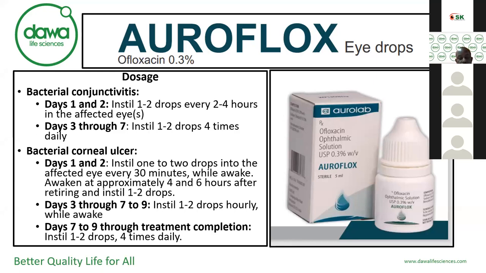When addressing bacterial corneal ulcers, for the first and second day, instill 1 to 2 drops to the affected eye every 30 minutes while awake. Awaken at approximately 4 to 6 hours after retiring, and instill 1 to 2 drops. On days 3 through 7, instill 1 to 2 drops hourly while awake. From day 7 to 9 through treatment completion, we still want 1 to 2 drops 4 times daily. And that's it on the Oroflox.